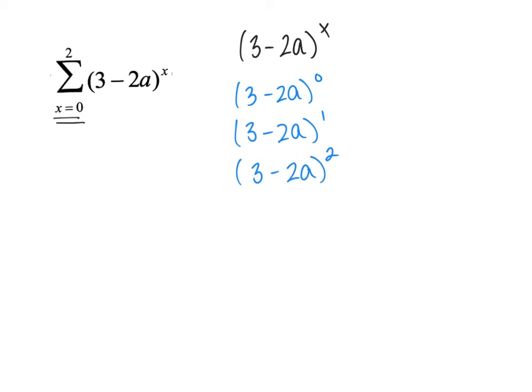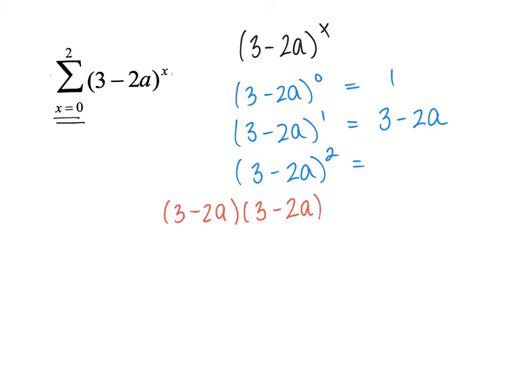So the first one is 3 minus 2a to the 0 power. You should be thinking anything to the 0 power is 1. The second term, anything to the first power is itself. So 3 minus 2a. And then this last one, 3 minus 2a squared, you cannot just distribute that power in. You actually have to do a little double distributing. So 3 minus 2a times 3 minus 2a.